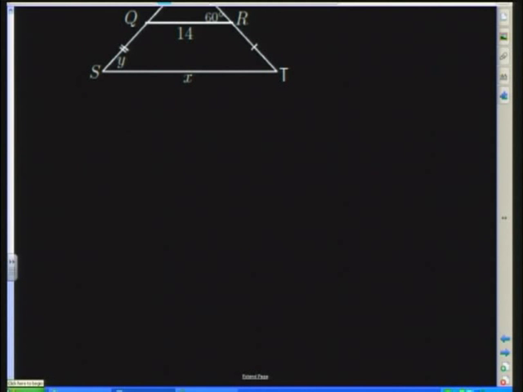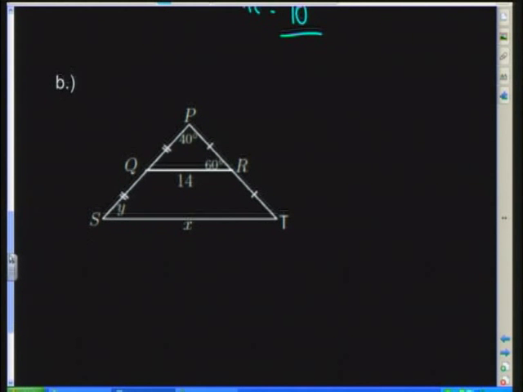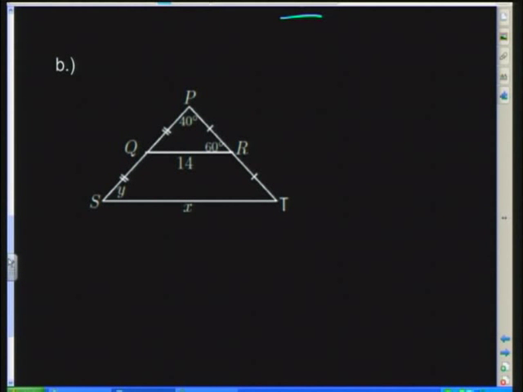Again, we're looking for X and Y. All right, so if you have a look at this diagram, PST is your triangle. We've got point Q is the midpoint of PS, and we've got R is the midpoint of PT. Okay, so we also know that QR will then be parallel to ST, but how can we state that? Well, it follows from the midpoint theorem. So let's set this up.